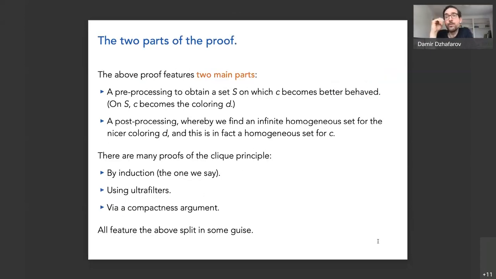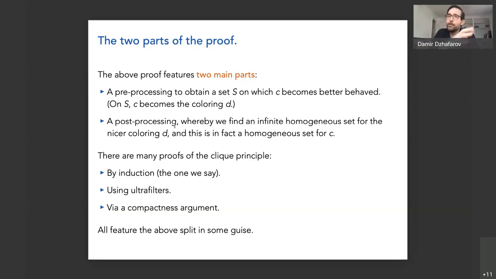So this proof has two main parts. If we think about it, there's a pre-processing and a post-processing. What is the pre-processing? First we take our coloring C, which is a coloring in the clique principle. We pre-process by obtaining this set S on which C becomes nicer, more nicely behaved. With respect to this set S, instead of C, a coloring of pairs, we can think of this coloring D, which is a coloring of singletons. A coloring of singletons is easier to work with than a coloring of pairs. So that's the pre-processing step.